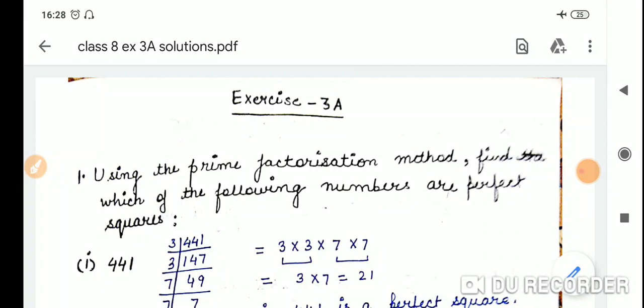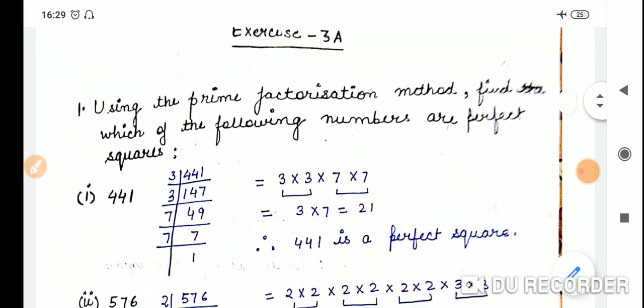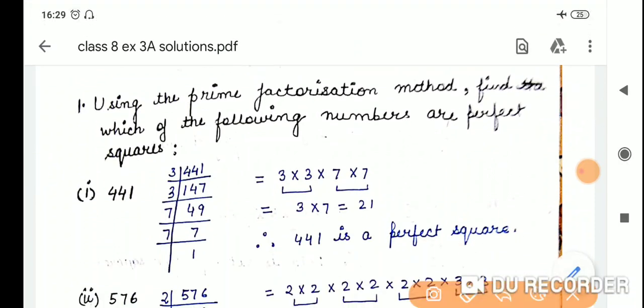Okay. So our first question is, using the prime factorization method, find which of the following numbers are perfect squares. In the introduction video, we learned how to find out whether a number is a perfect square or not, and you know very well the factorization method. Clear? So our first part of the question is 441. We need to check whether it is a perfect square or not.